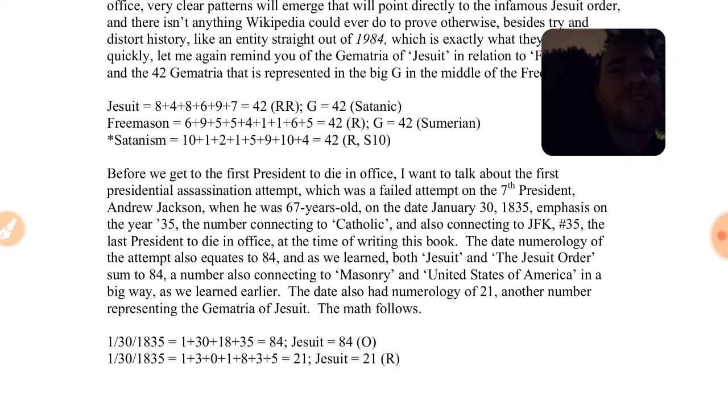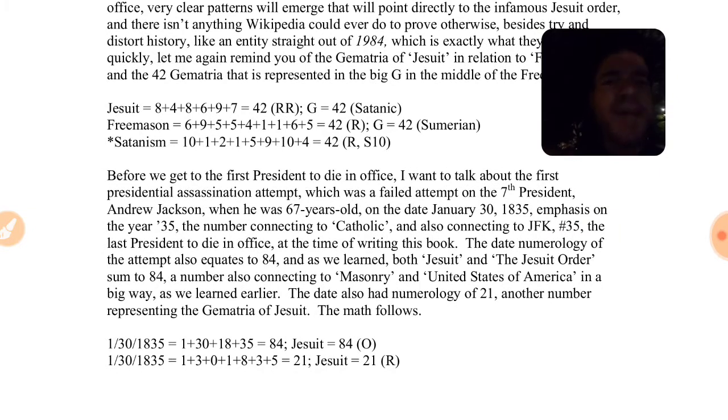Remember, Jesuit is 42 in reverse reduction. G in the Freemason logo is 42 in Satanic. Freemasons is 42 in reduction. G is 42 in Sumerian. Satanism is 42 in a single reduction.